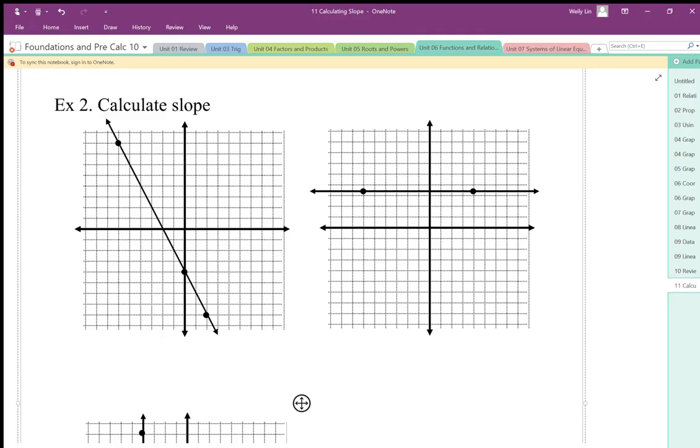Now when we calculate slope, we can calculate our slope using a big triangle. So I can use this big triangle here. I can have my rise between these 2 points and my run between these 2 points. Or I can have a smaller triangle, and I can use the rise between these 2 points and the run between the same 2 points.